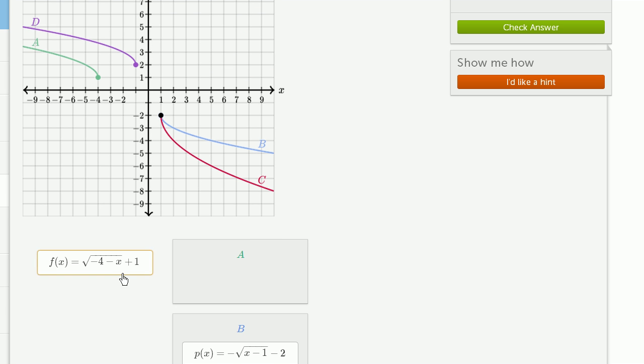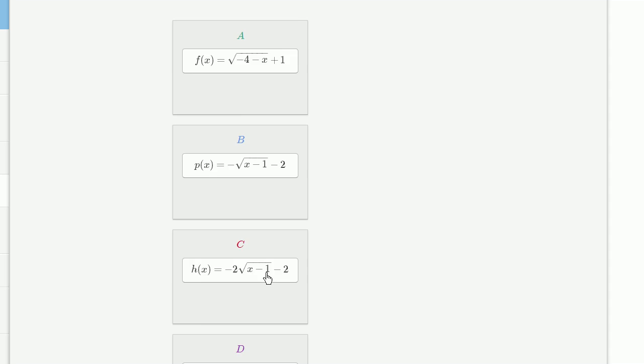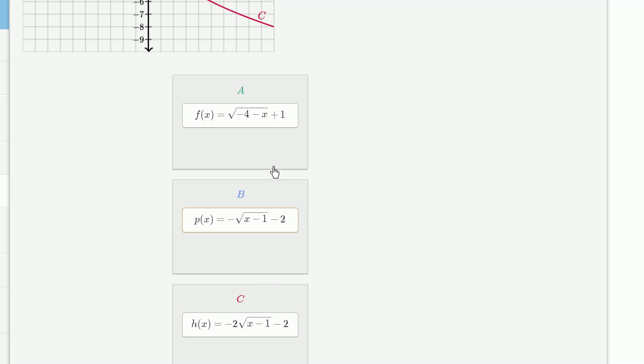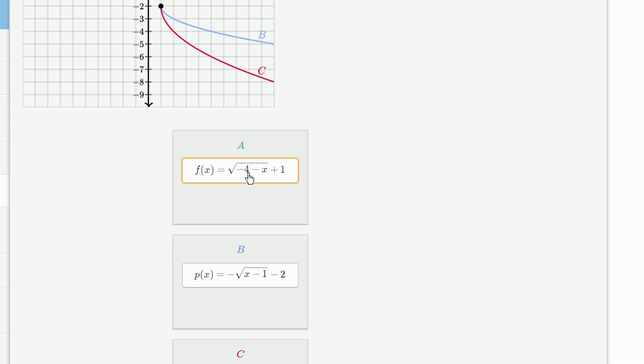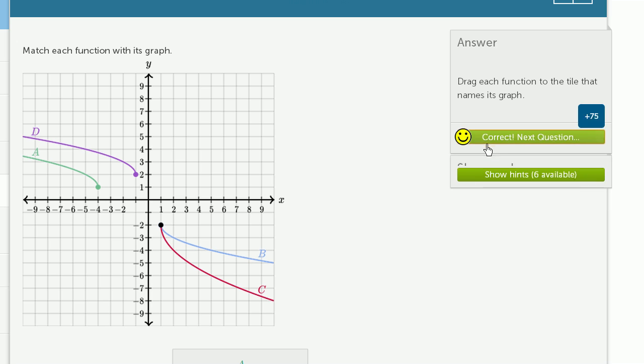And just deductive reasoning tells us that this is A. And it makes sense. We see it is shifted up by 1. So it's plus 1. And we could view this as the negative of x plus 4. So it's been shifted 4 to the left. And we see that is definitely the case relative to the square root of x. We got it right.